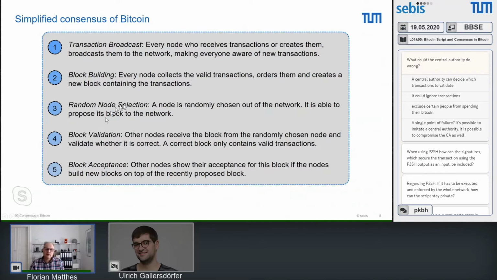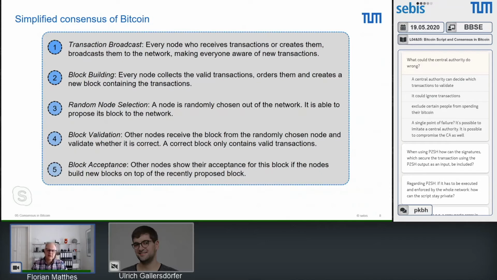So once this one node has been selected, the others don't have a chance to bring in their order of transactions, only that one becomes the truth. The other nodes now receive the block from the randomly chosen node and validate whether it's correct. So this is now the master, and the others are slaves, and they can make sure that the block is correct. And once they have validated it, they accept the block, and they show the acceptance by building their new blocks on top of the recently proposed block. Yeah? And now, obviously, there might be cheaters who try to build other blocks.